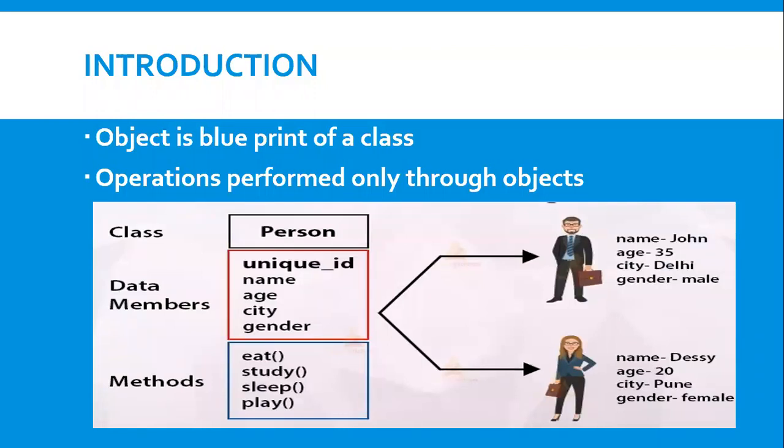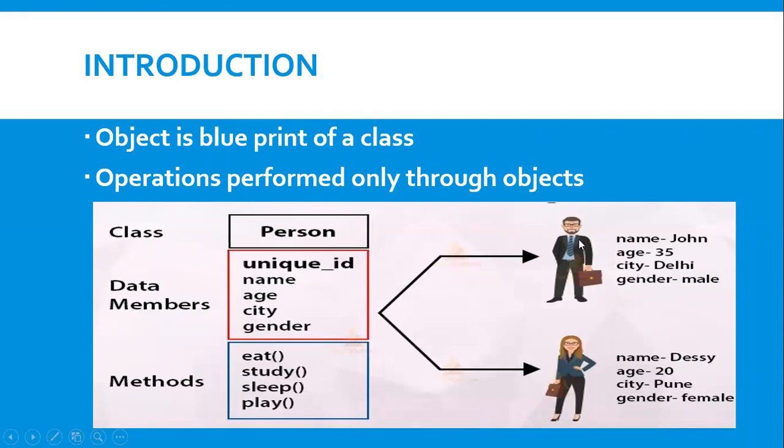Now let us see one example of the object. For example, let us consider that Person is a class. That class contains a unique ID, name, age, city, gender. These are the parameters you are seeing in this red bordered box, which can be considered data members, and the things you are seeing in the blue bordered box will be considered methods. And this is called the Person class. This Person class is applicable to a person whose name is John and the person whose name is Daisy.